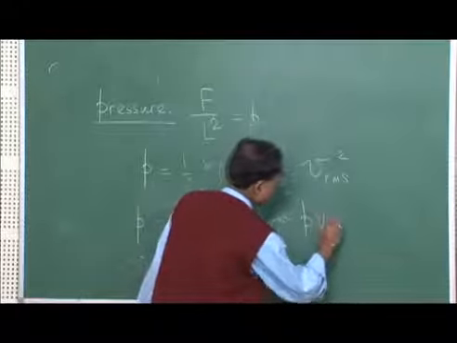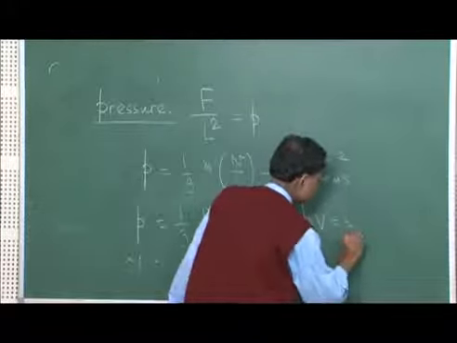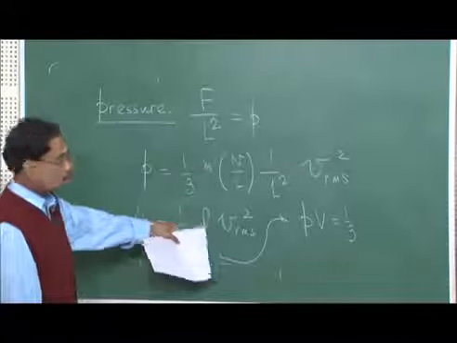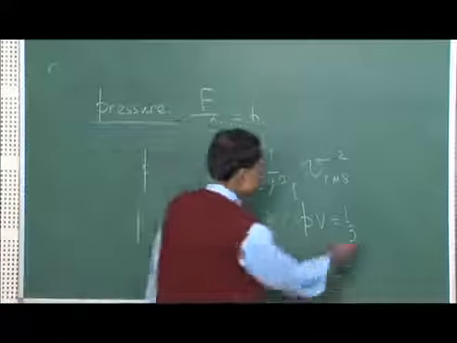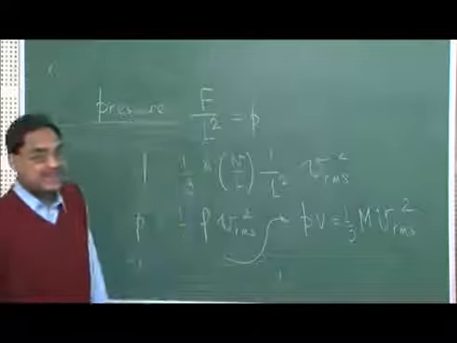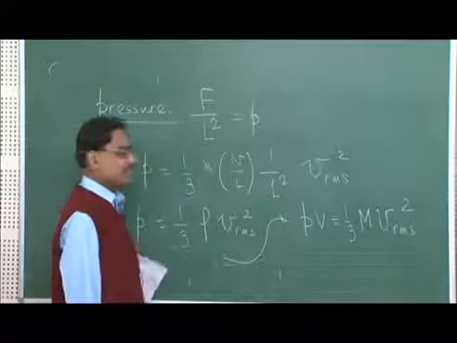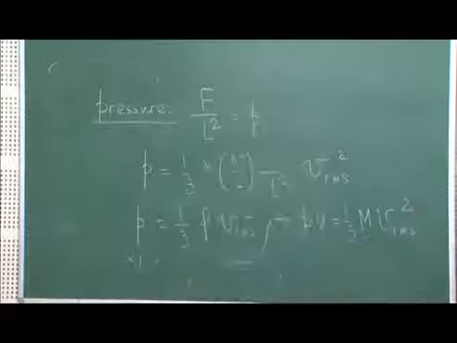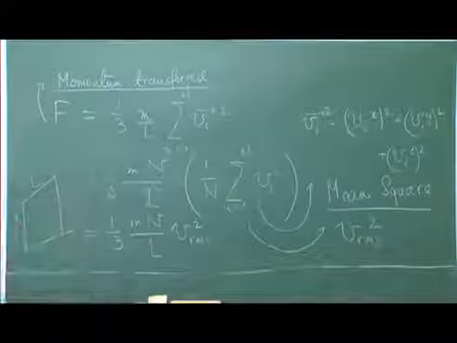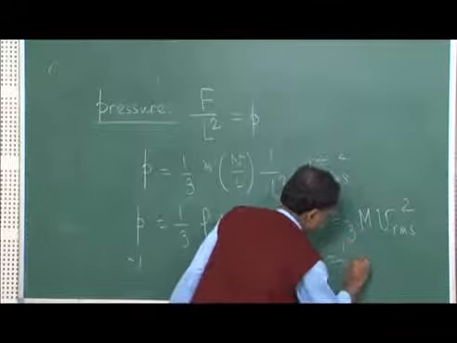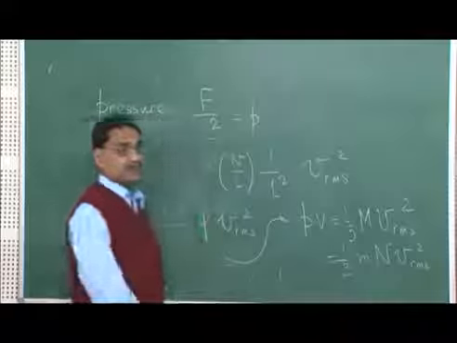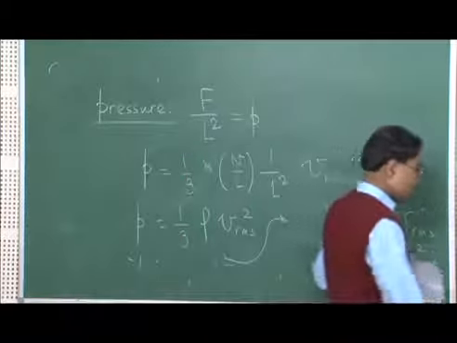So, PV is then 1/3 into rho, but I am multiplying rho times the volume, that gives me the mass, and that gives me the Vrms square. So, this is your pressure derived from a completely microscopic approach. In an average microscopic approach, this is my pressure, or I can write it further as 1/3 m N Vrms square. So, this is the expression of pressure.